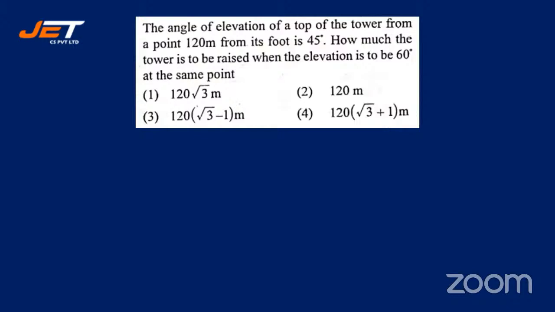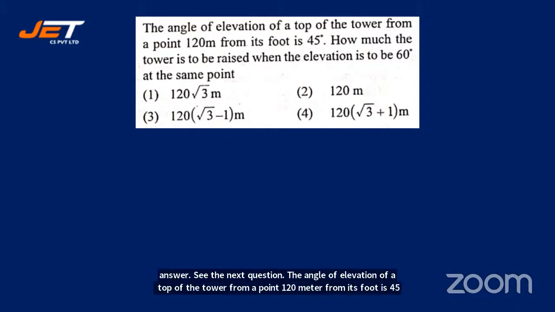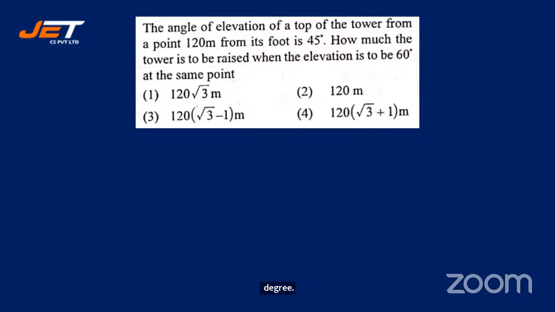See the next question. The angle of elevation of the top of a tower from a point 120 meter from its foot is 45 degree. How much the tower is to be raised when the elevation is to be 60 degree at the same point? Yes. So I can give you a clue. You can use tan for this. All right. So why? Because it deals with the opposite and the base. All right. So let's see how many are going to give me the answer for this.